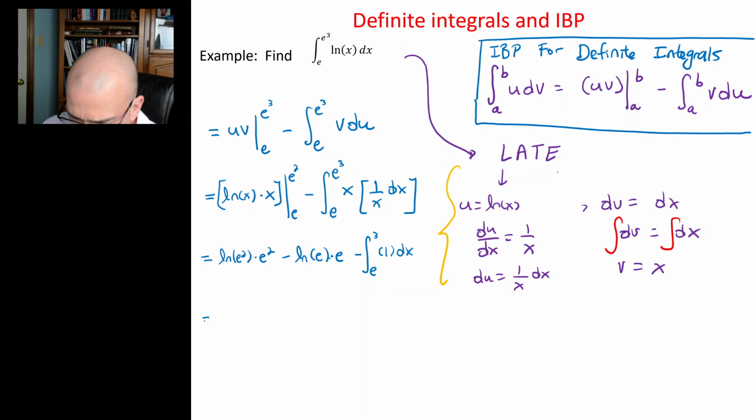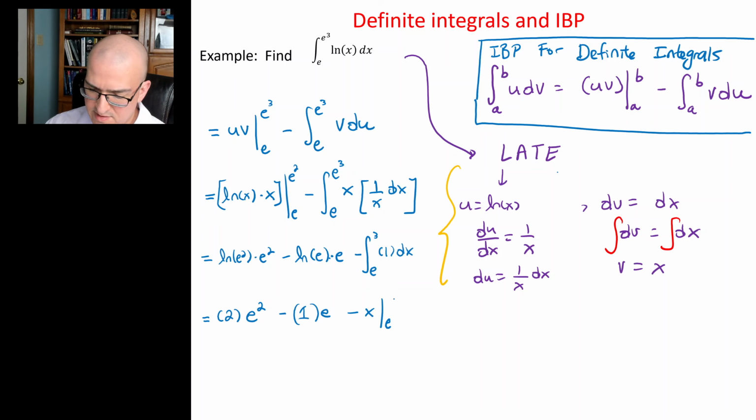Let's clean up a little bit. Ln of e cubed, we can use the cancellation law, we get 3. Ln of e is just 1. And then for the integral here, we have the antiderivative of 1, which is x. So x evaluated from e to e cubed. Typo.